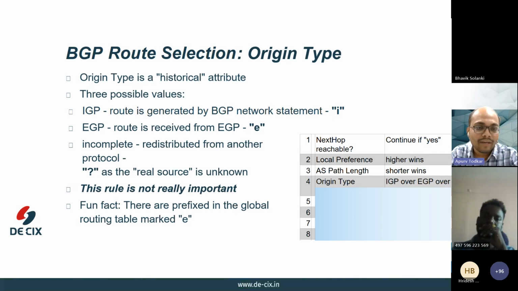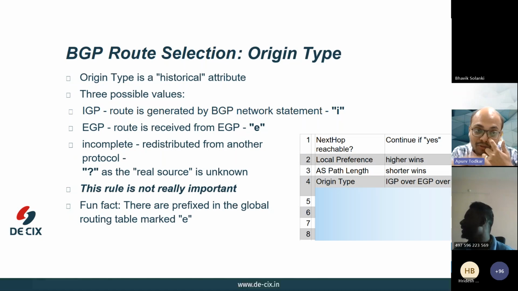Then we have the incomplete value with a question mark. This value indicates that the prefix was redistributed into BGP from another routing protocol. The question mark means BGP doesn't know the exact origin of the prefix because it was handed over from some other protocol. So this is less reliable than IGP, but it is still in use.